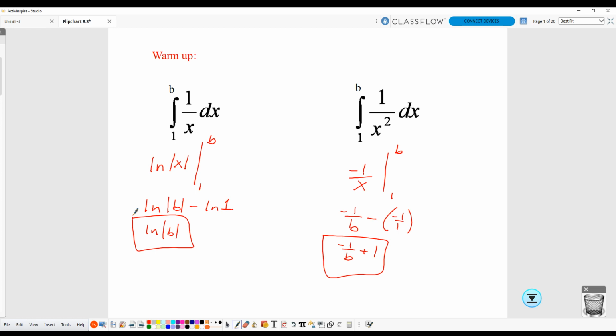Right? The integral of 1 over x is natural log of x. Don't forget the jail bars, as our fancy math words go. For this one, raise the power, divide by the new power. Evaluate. Do we agree? Okay.